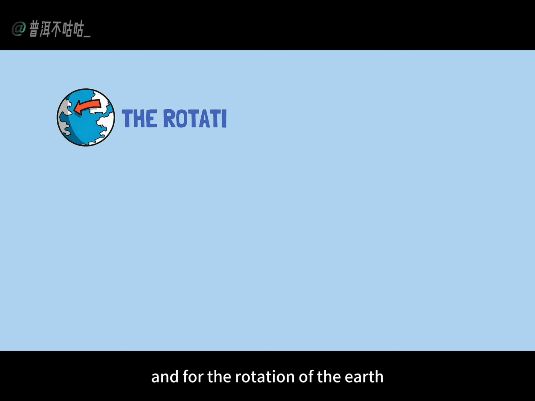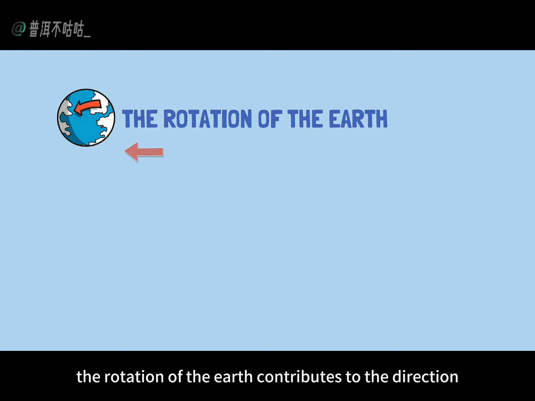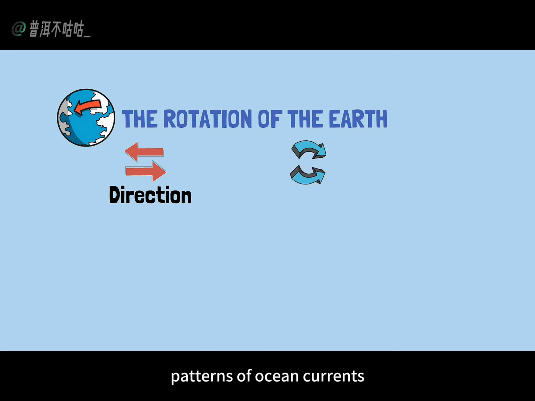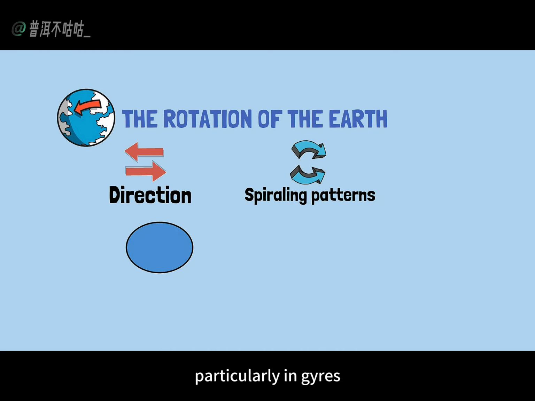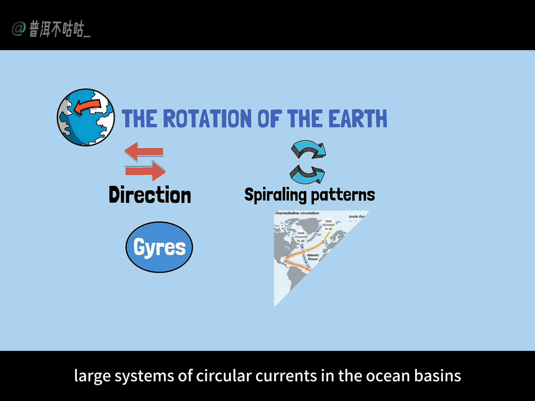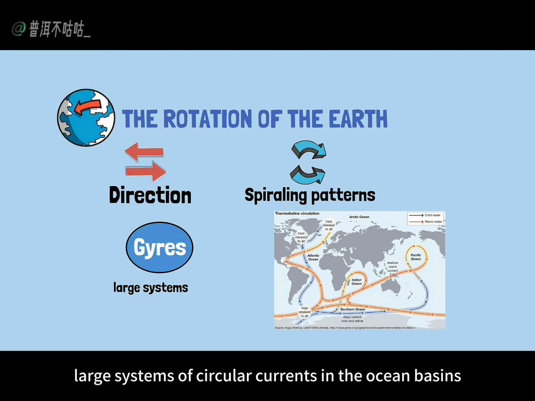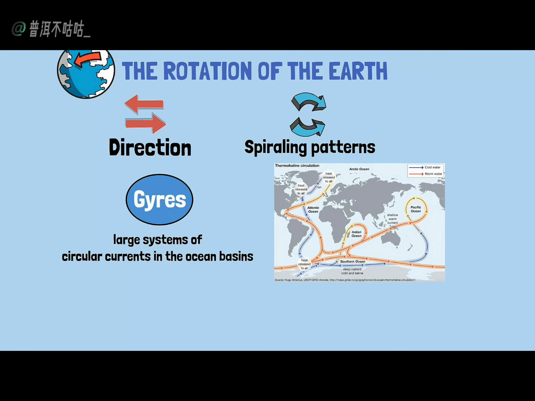And for the rotation of the Earth, the rotation of the Earth contributes to the direction and the spiraling patterns of ocean currents, particularly in gyres, large systems of circular currents in the ocean basins.